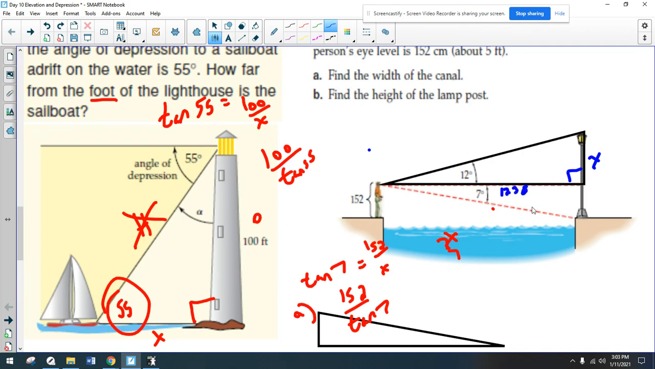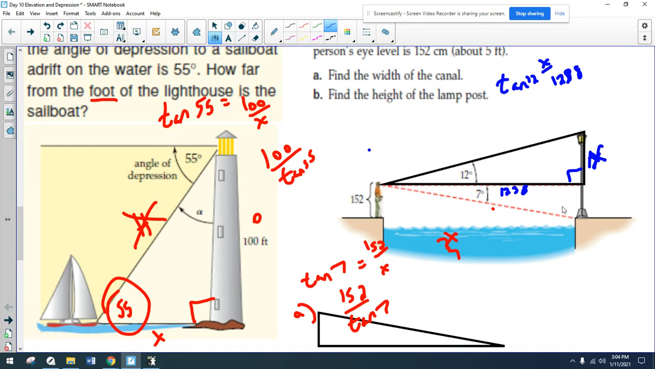Okay, so 1238 centimeters. So now what they're asking me to do is find this over here, which is the opposite and adjacent. Oh, tangent of 12, sorry, is equal to the opposite over the adjacent. Okay, so if you times 1238 times the tangent of 12, that's going to give you this part right here.